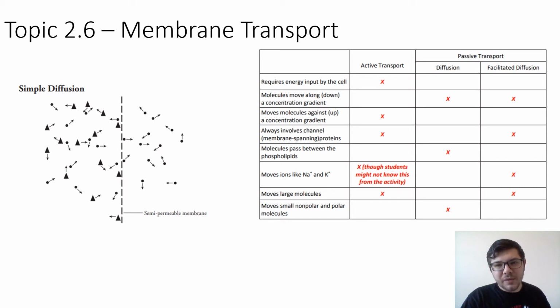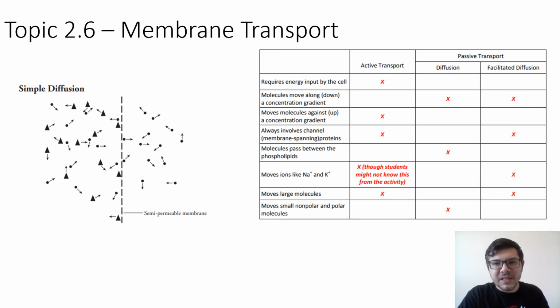Under passive transport for diffusion, there is an X on it. It moves the molecules along a concentration gradient, meaning it's going from a high concentration down to a low concentration. Things are evening out a bit. In diffusion, molecules pass between the phospholipids. And diffusion moves small nonpolar and polar molecules. Now, it can move some polar molecules that are small, but not all of them. So again, water is a polar molecule that can move through most of the time. So it really depends on the environment of the cell.